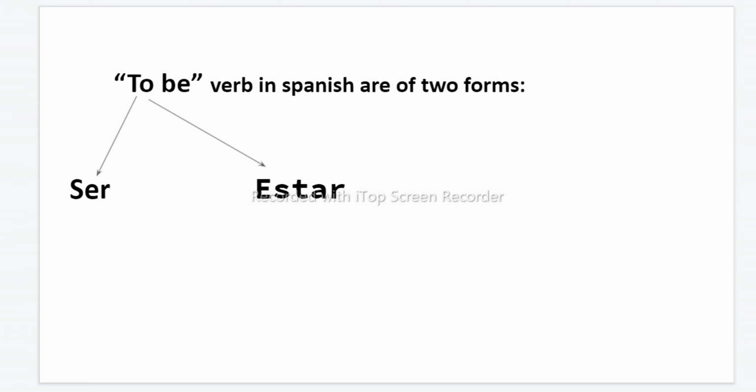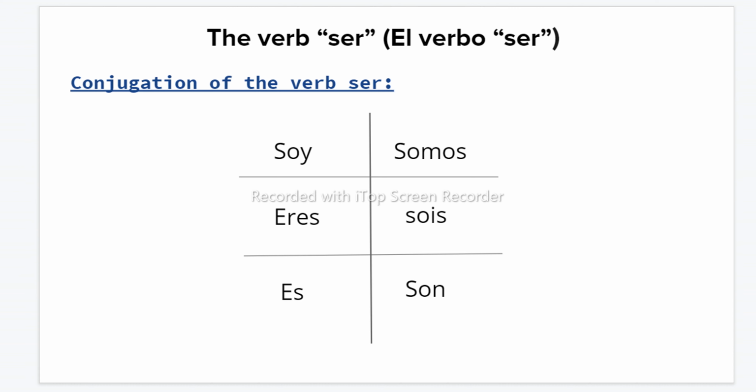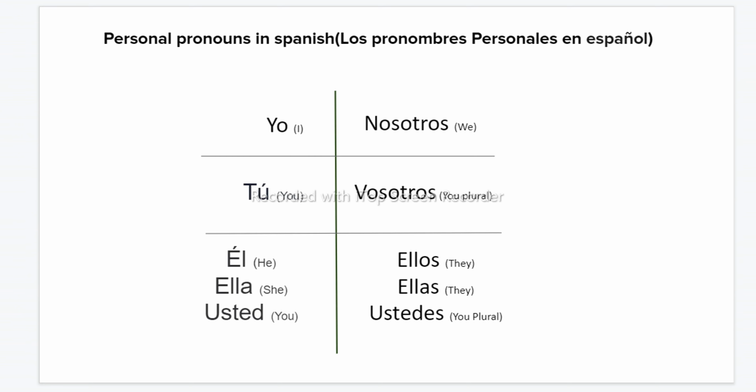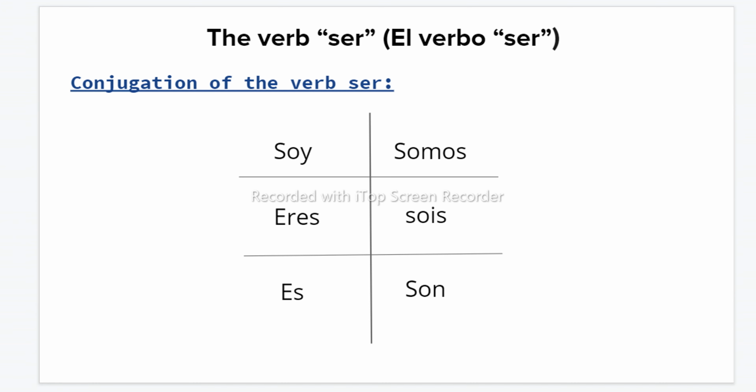Okay, so now let's see the conjugation of the verb ser. So this is the verb ser, and these are the conjugation of the verb ser. I have written the conjugation of the verb ser in the same manner as I had written the personal pronouns: yo, tú, él, ella, usted, nosotros, vosotros, ellos, ellas, ustedes. So for the first person, for I, we will use soy.